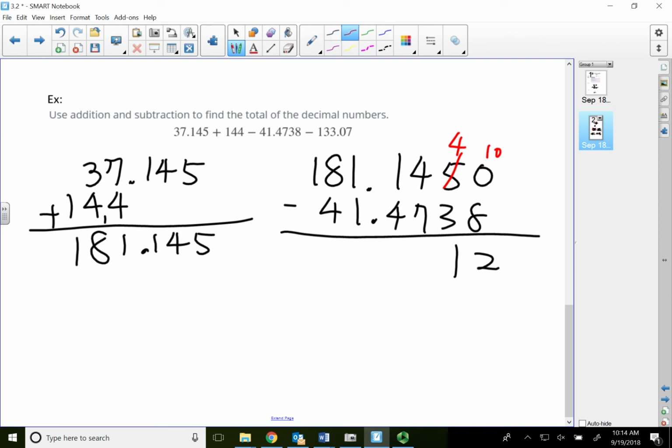4 cannot subtract 7, so the 4 has to borrow from the 1. That becomes 0. This, most of the time, y'all say that's 14. 14 minus 7 is 7. The 0 cannot subtract 4, so the 0 has to borrow from the 1, so that becomes 0. This 0 now becomes 10, correct? Because when you borrow, you borrow 10 at a time. 10 minus 4 is 6.